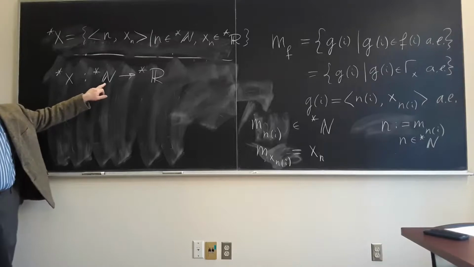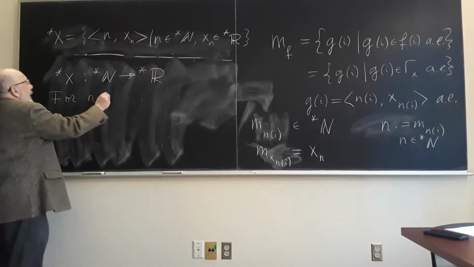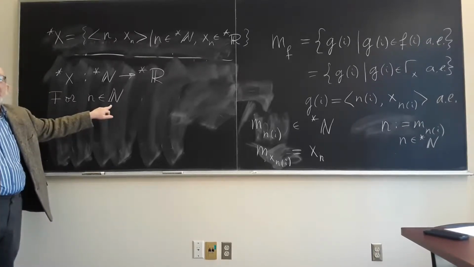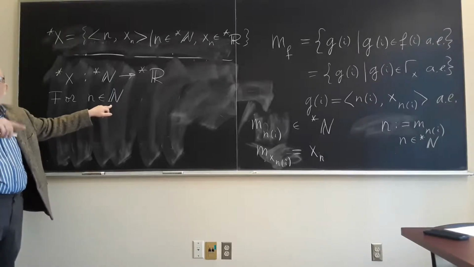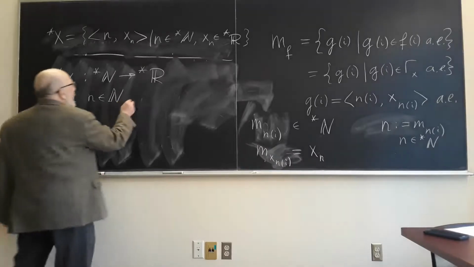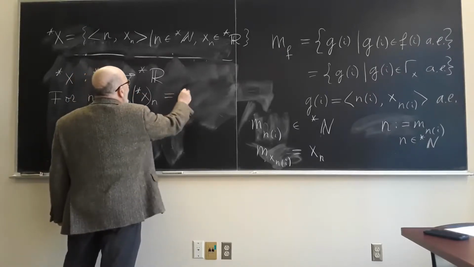And if you take n just a plain integer number, n in N without star, so it is a number. So what is this? This is the equivalence class of sequences, the sequence which is constant, just n of i equal n. So x_n of i for almost all i equals x_n, so it is the same x_n, which can be identified with the standard x_n. So this means *x(n) equals x_n.